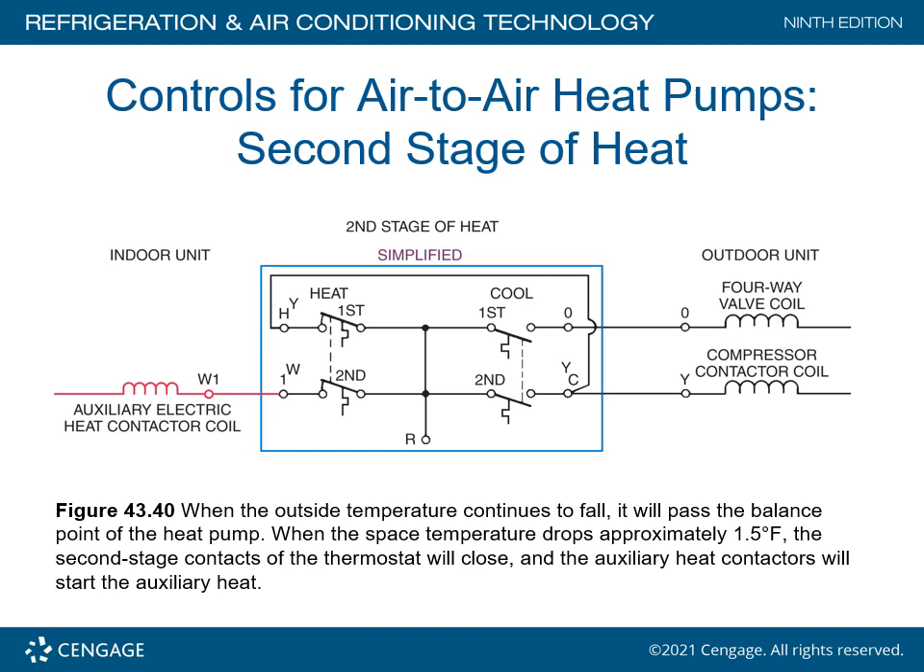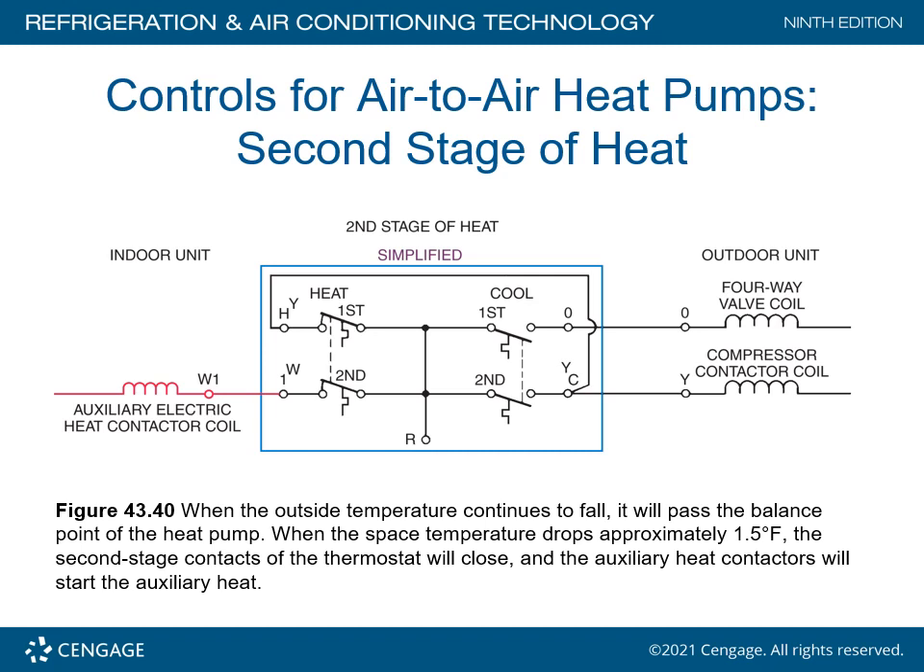the capacity of the heat pump to extract heat from the outside, or the unit's in defrost, whatever. When the space temperature drops approximately 1.5 degrees Fahrenheit, the second stage contacts of the thermostat will close, and the auxiliary heat contacts will start the auxiliary heat.